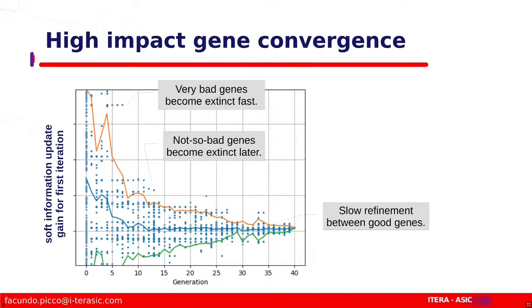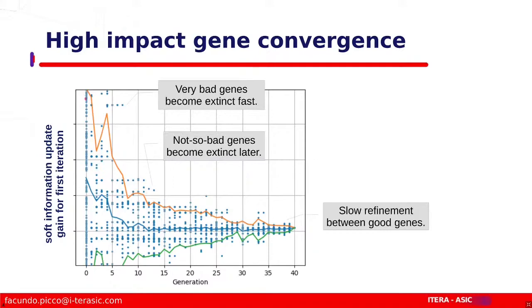Now in this slide, what we can see is the evolution of one of the genes. So what we see in the horizontal axis is the generation as well. And on the vertical axis, this is the abstract representation of the soft information update gain for the first iteration. So this is basically how strong the modifications or the update of the soft metric is for the first iteration.